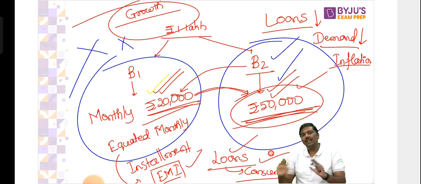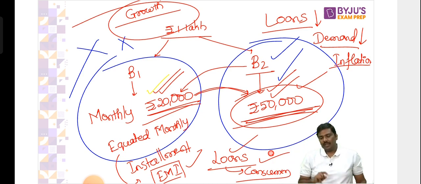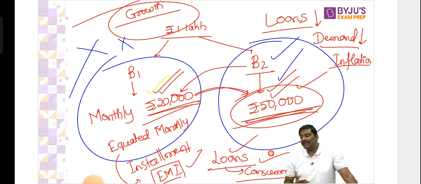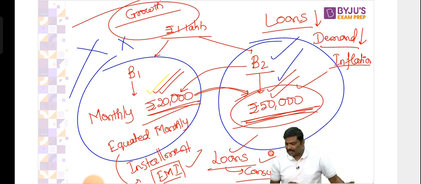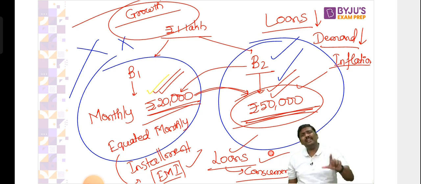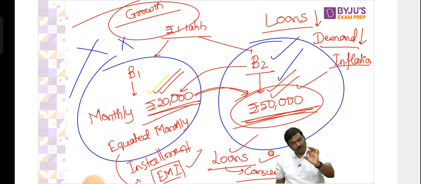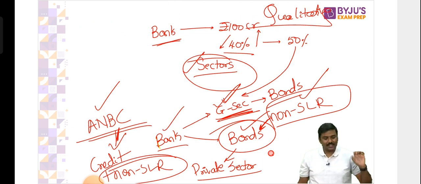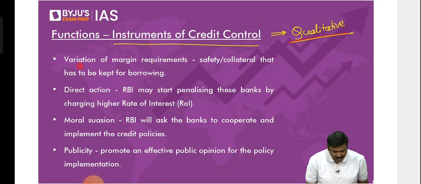Now, second point, very important point. I'll just reiterate it. You don't have to apply it every time. Follow this very carefully. Using this tool, is RBI regulating money supply? Yes or no? Of course, yes. Is RBI regulating money supply in specific sectors? Of course, yes. Hence, it is a qualitative tool.